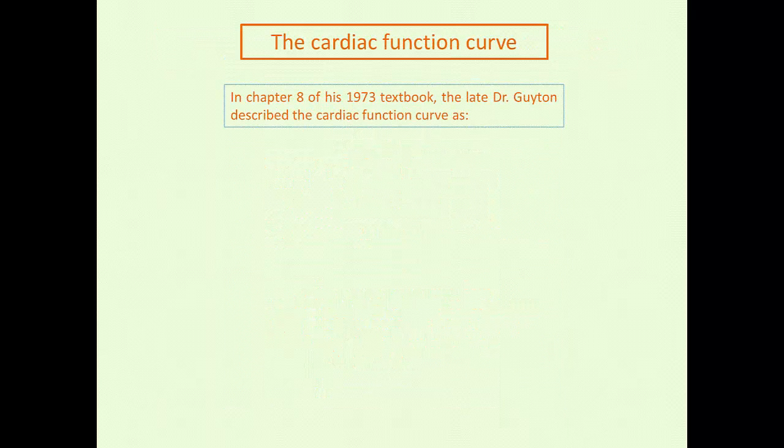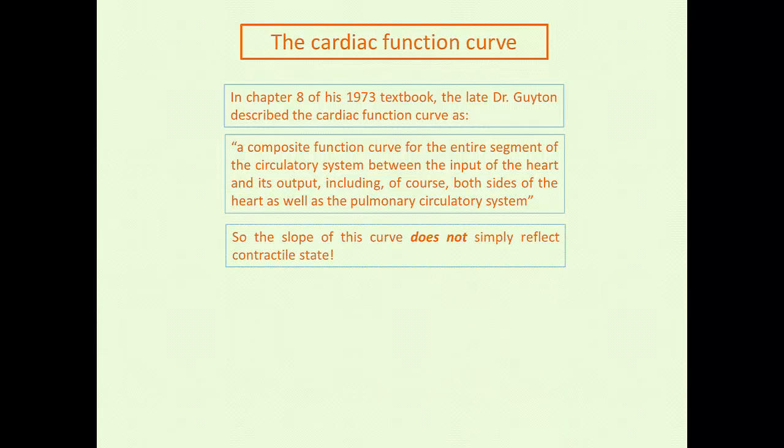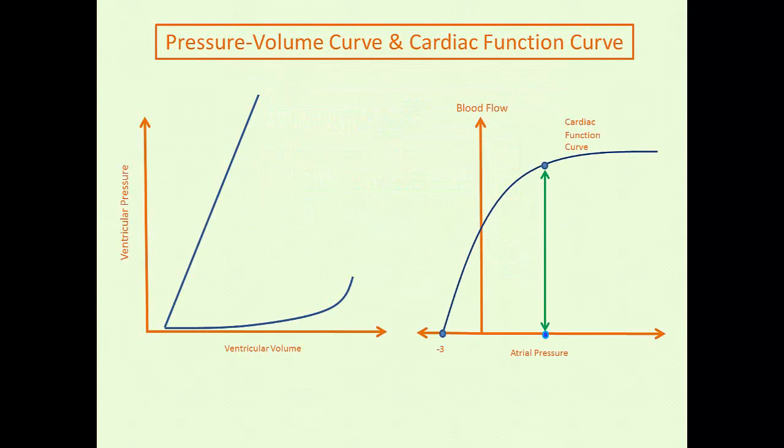And just to reiterate that, in Chapter 8 of his 1973 textbook, the late Dr. Guyton described the cardiac function curve, which he actually called the cardiac response curve, as, quote, a composite function curve for the entire segment of the circulatory system between the input of the heart and its output, including, of course, both sides of the heart as well as the pulmonary circulatory system. So the slope of the cardiac response curve does not simply reflect its contractile state. So let's look at them side by side, and I've tried to color code these to make it visually pleasing and educational at the same time.